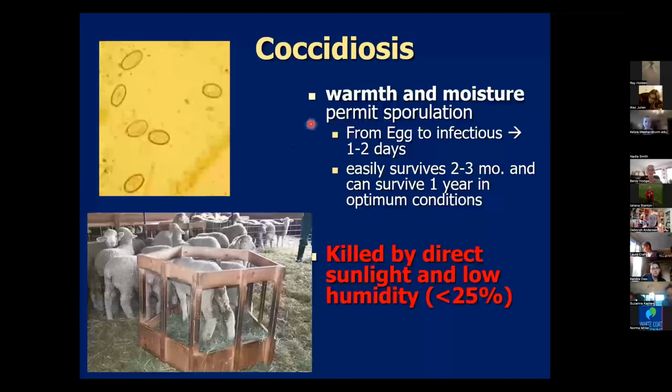Right, like warmth and moisture, and it can go from egg to infectious in just 1 or 2 days. It's also oval looking when you look on a slide, but it's quite a bit smaller than the stomach worms. And it's killed by sunlight and low humidity. So if you can have a sunny area in your barn, I have a greenhouse barn, so it tends to be very bright and the bedding tends to be dry, which is a big plus. Might be the only plus of the greenhouse barn, but it is definitely a plus.